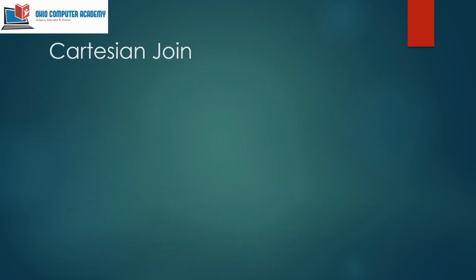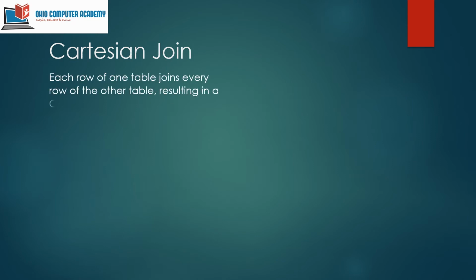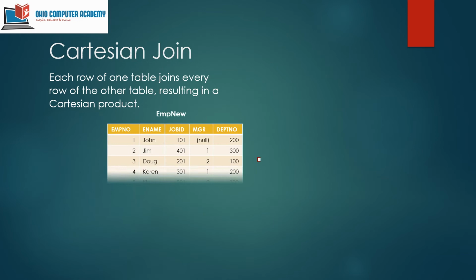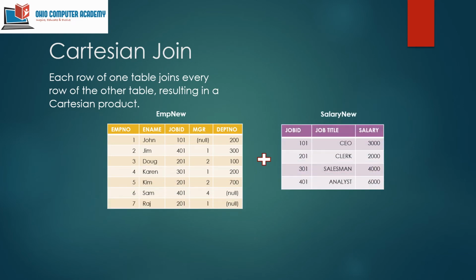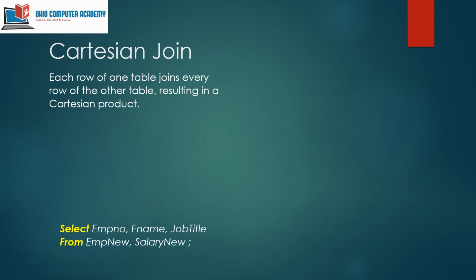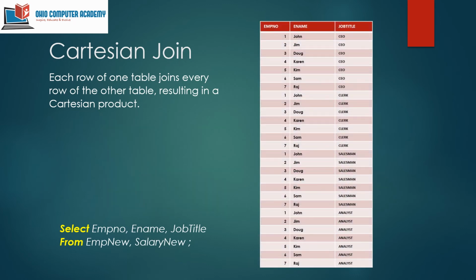The next join is Cartesian join, and as the name suggests, each row of one table is joined with every row of another table. The where clause is not specified in the query, resulting in a Cartesian product. So let's try to join the tables employee new and salary new. We have the query for this join here. So the output of the join is here. The employee new table has 7 rows, salary new table has 4 rows, and this query will give you 7 by 4, 28 rows.